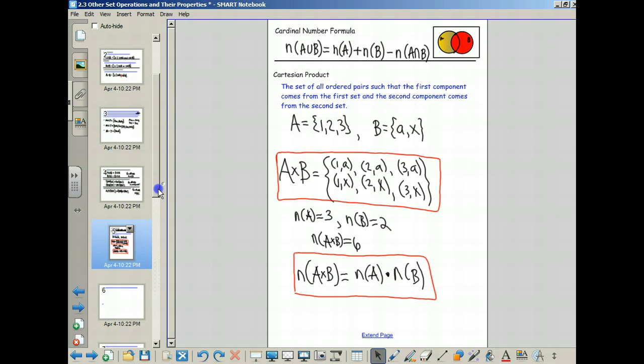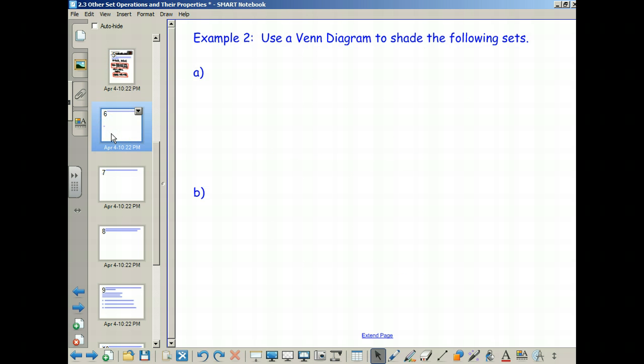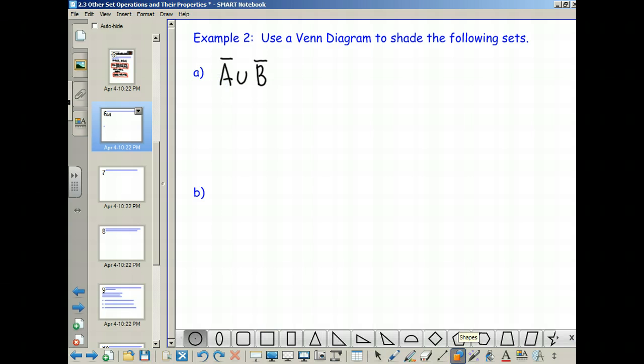All right, so we need to do some examples of these. Are you guys ready? We're going to do some examples of some Venn diagram shading. As I said before, the program limits me in what I can put in, so I'm going to put it here. This is A complement, union B complement. And we're going to do this with Venn diagrams, okay? So in my Venn diagrams, I need 2 circles inside of a rectangle.